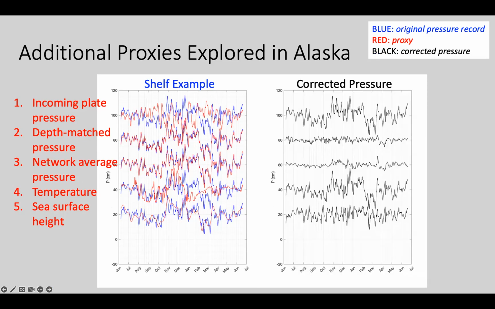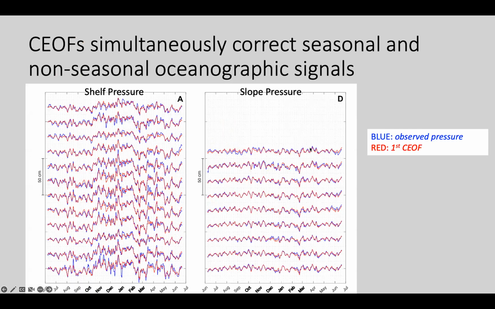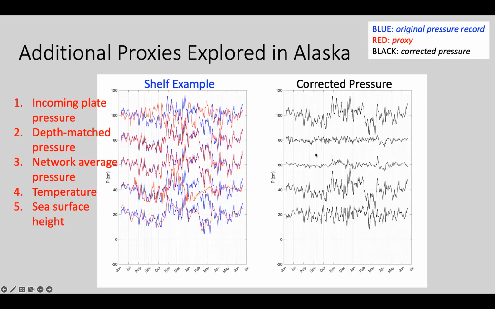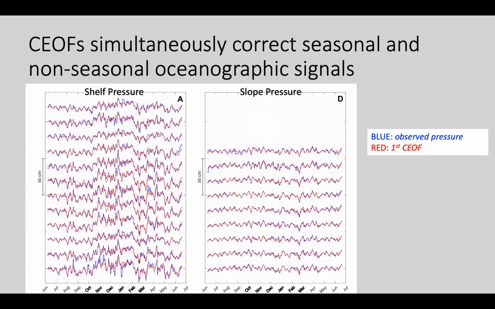And so on this right-hand side is what we get when we subtract out each of these proxies from the pressure record. And we can see, oops, I thought a circle was going to pop up. We can see that the depth match pressure and also the network average pressure, both of which are exploiting this along-isobath coherence, are the most effective methods.